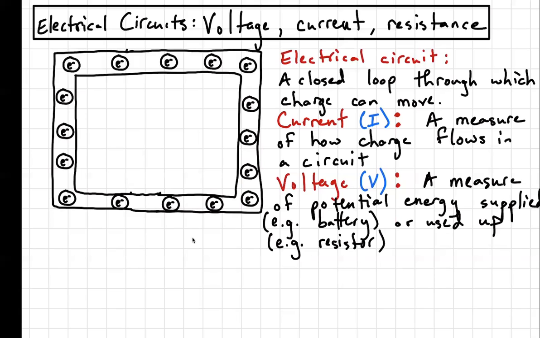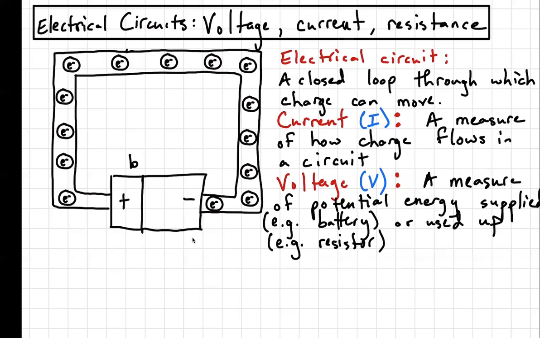Voltage is the thing that causes current. So for example, if I imagine putting a battery into my closed circuit, let me make a space for a battery. Let me draw it. So let's say I'm drawing in a battery right here. This is a battery. So let's say this is the positive side of the battery and this is the negative side of the battery.